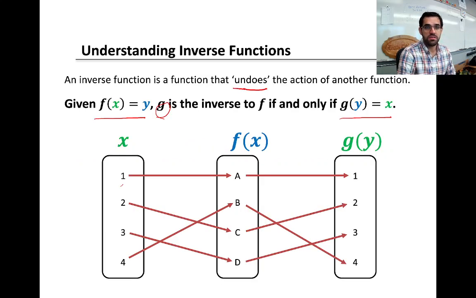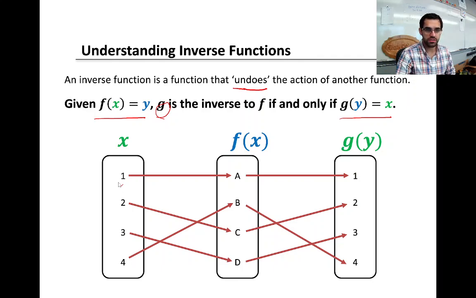So first of all, an inverse function is a function that undoes the actions of another function. So, for example, if you put x inside of f and you get a y as an output, g would be the inverse of f if and only if you put y inside of g and it spits back out x.